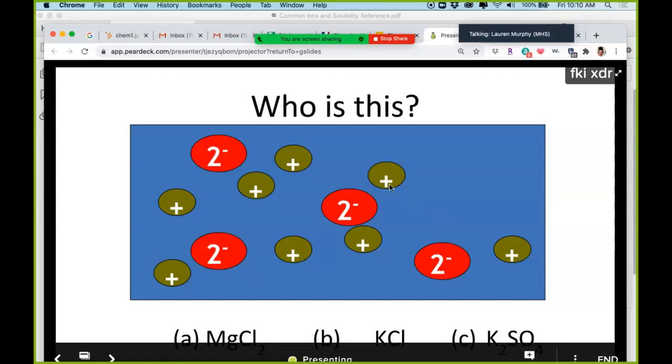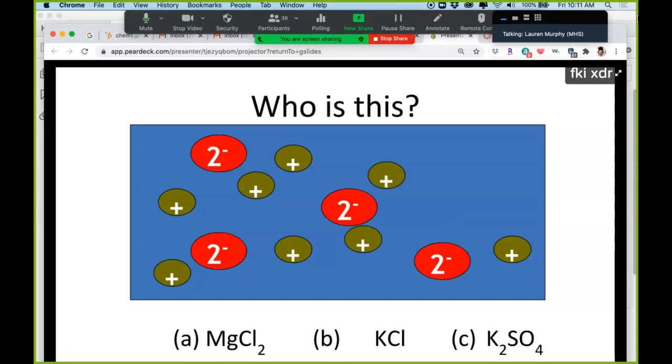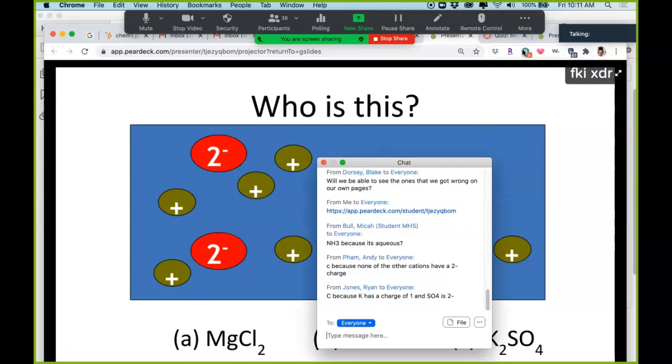There are 1, 2, 3, 4, 5, 6, 7, 8 potassiums, okay, and there's 1, 2, 3, 4 sulfates. Look at it. There are 2 potassium ions for every sulfate ion. So that makes sense that there's double the potassium ions in here. They didn't just show the ions, they also showed the correct proportion of the ions relative to each other based on the formula. Do I have any questions about that? Okay.